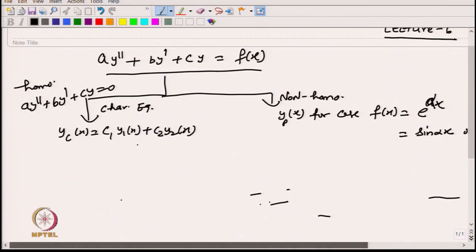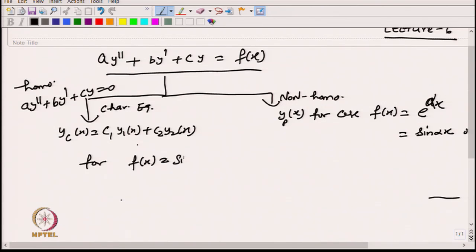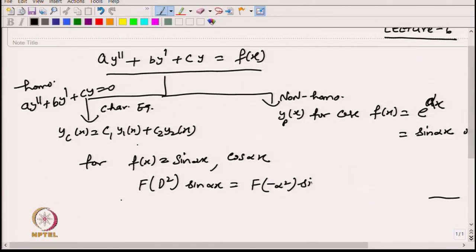Now, for f(x) equal to sin alpha x or cos alpha x, in the last class we discussed that we get f(D square) acting on sin alpha x, and instead of D square we put f(minus alpha square) sin alpha x, and then we solved. In the last class we solved one example also.